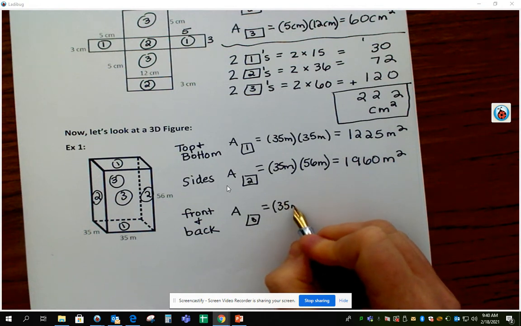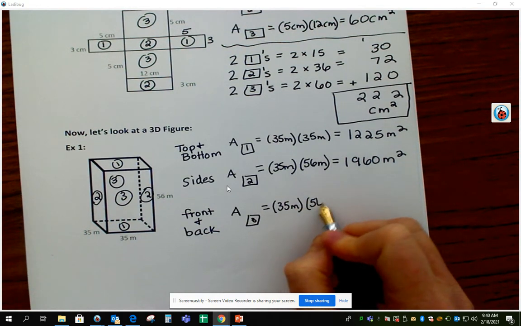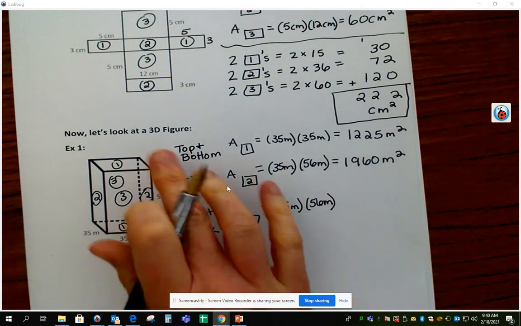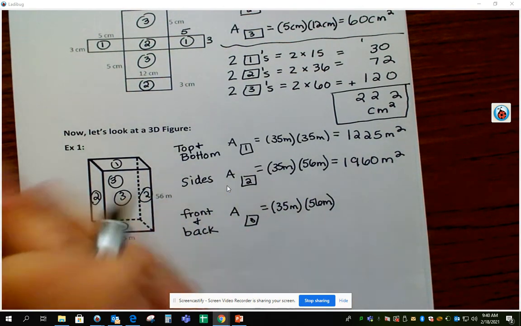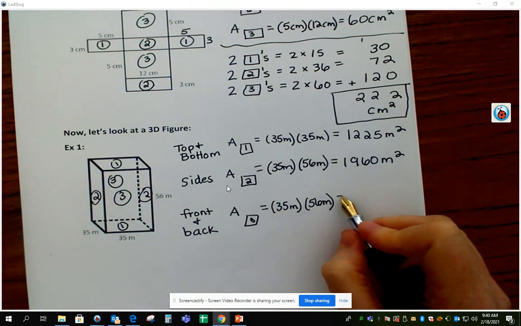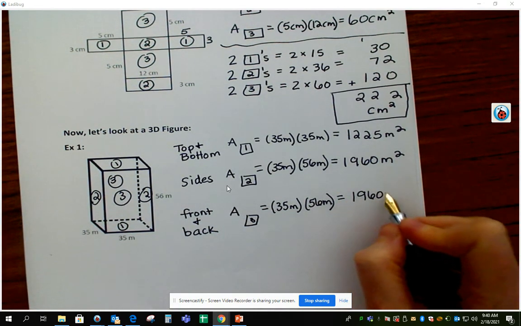Now, if we had noticed that earlier, we could have combined those, but it's always good to check top and bottom, sides, front and back. That makes sure you're not missing any of the faces. So this one's going to be the same thing.